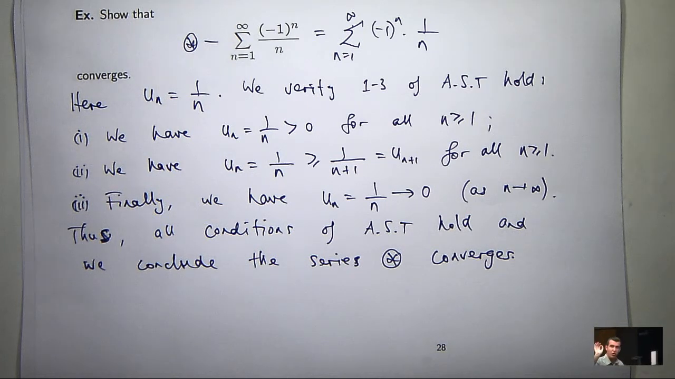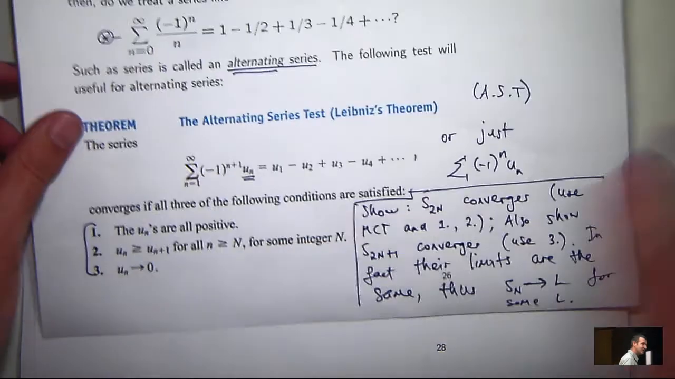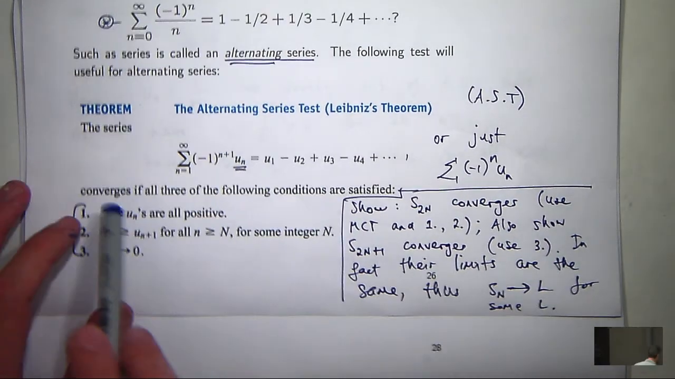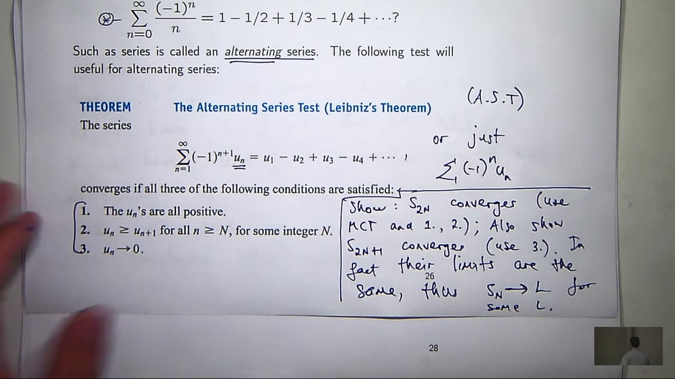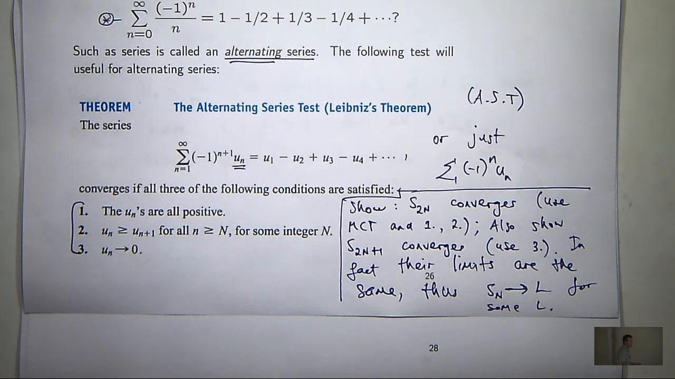Now, let's just go back a second. I'll remove this in a second. What happens if one of these conditions doesn't hold? If I have, say, an alternating series, and I can only get 2 of those 3 conditions to hold, what does it say about our series? It says nothing, right? It might converge, it might diverge. We can't use the test.